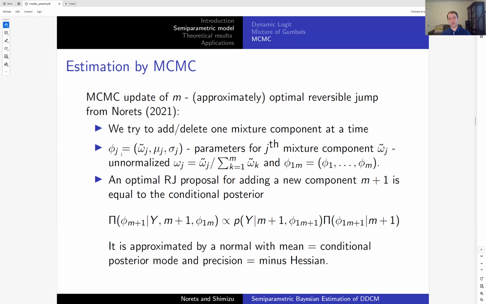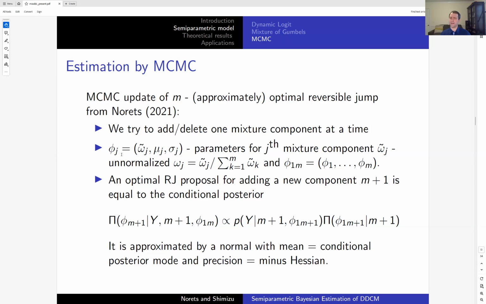So what we are doing, we are constraining ourselves to adding or deleting one mixture component at a time. And we have to represent the model as if we can just add the parameters to the vector of parameters. So we have this phi j, which is basically the mixing weight, location, and scale. And the mixing weight has to make sense for an arbitrary number of mixture components. Hence we use unnormalized mixing weights. And in these settings, it turns out it is optimal.